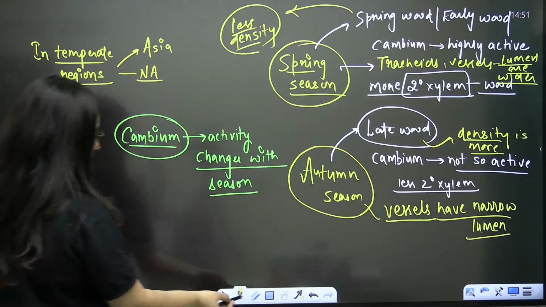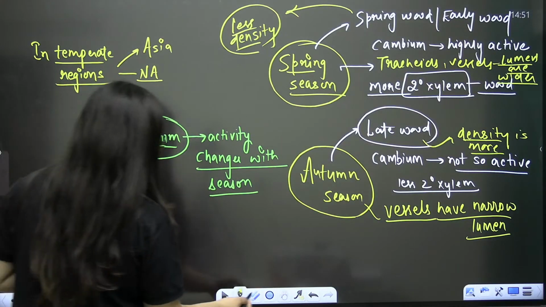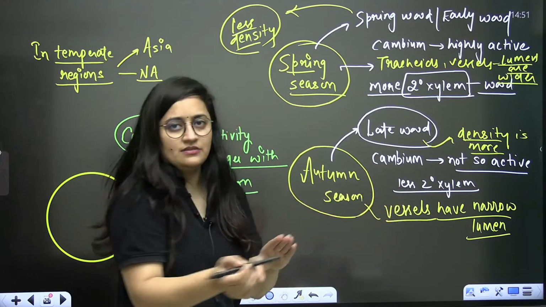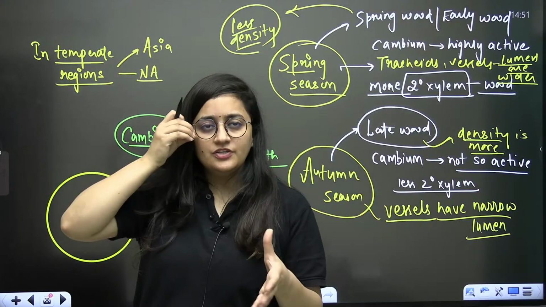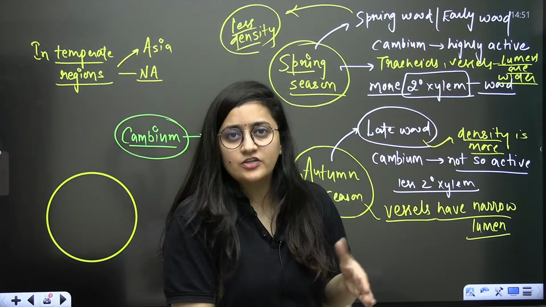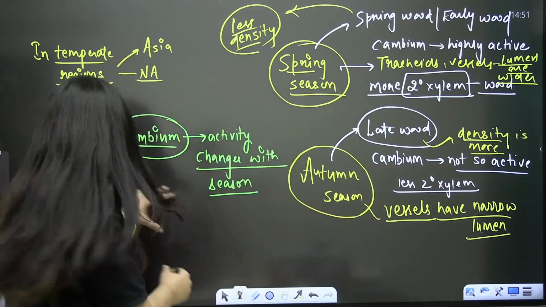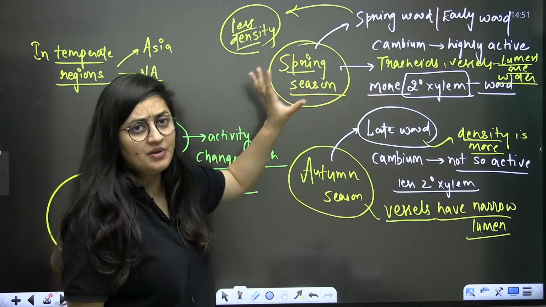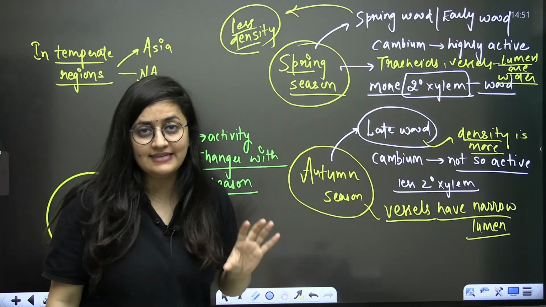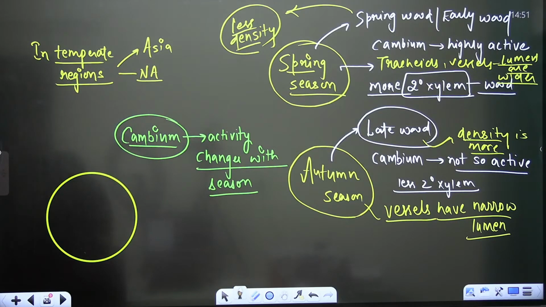So in the case of plants which are growing in the temperate region, when you take the cross section or transverse section of the stem, imagine there is a dicot stem growing in the temperate region. If you take the section, especially near the base of the trunk, you will observe that in one season the cambium is more active and in one season it is less active. Even the wood density and the color will be different.